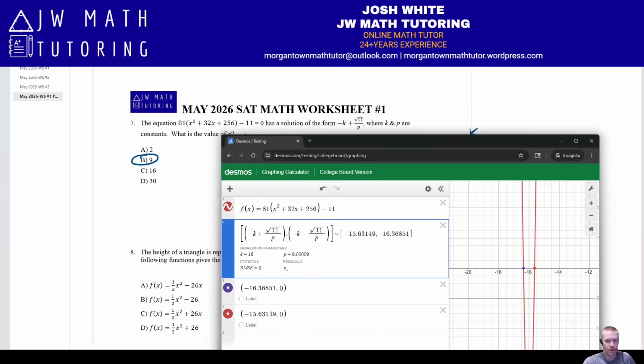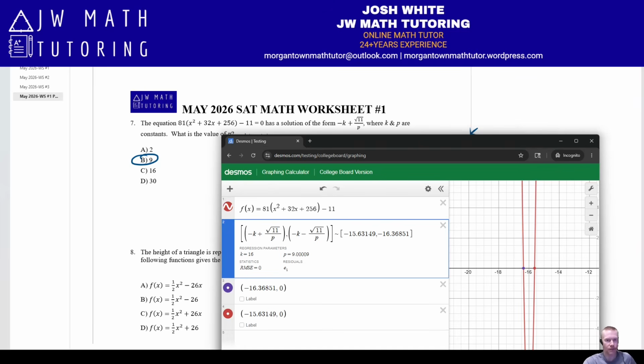It also finds p at 9.00009. Notice the RMSE is 0, so that's what we want. The reason this is not exactly 9 is because these are approximated, right? Because these are not exact values. There's more decimals after, what do I have here? 5 decimal places for each of these. There's more decimal places in it.